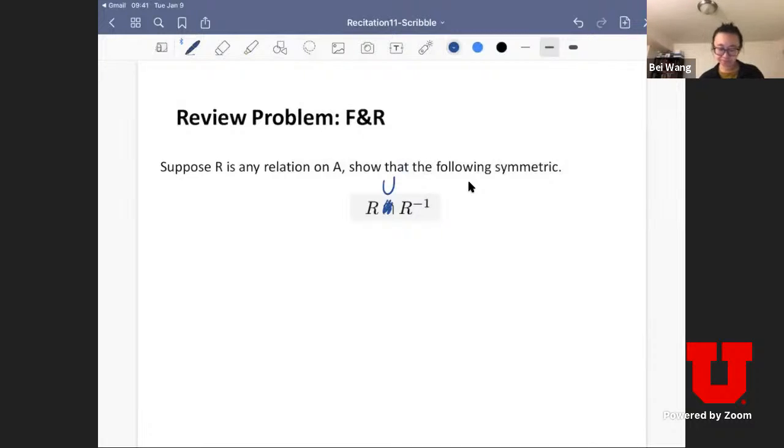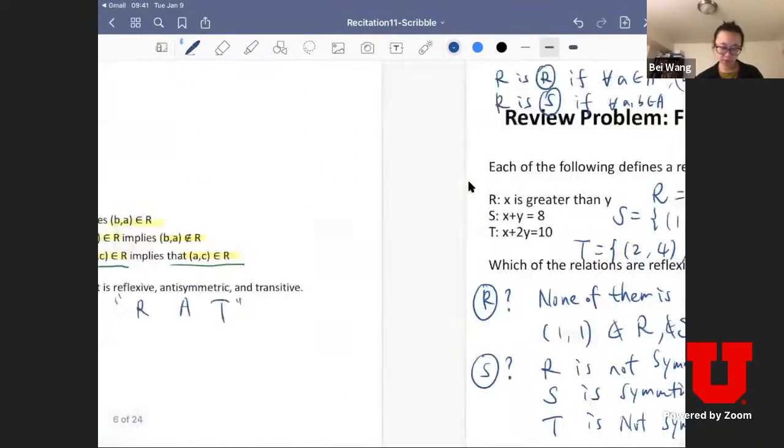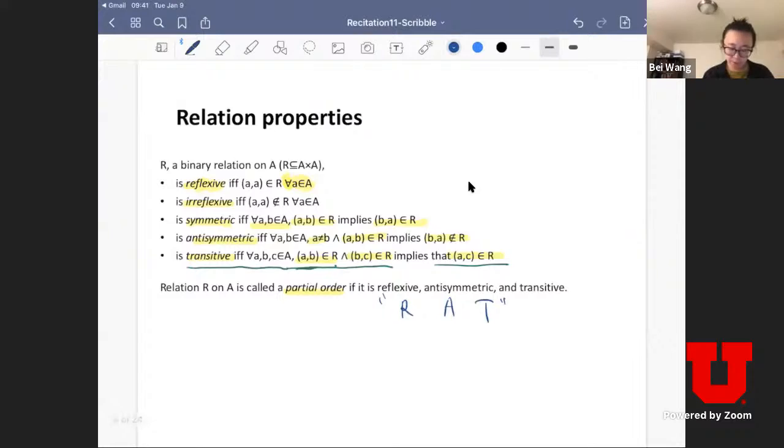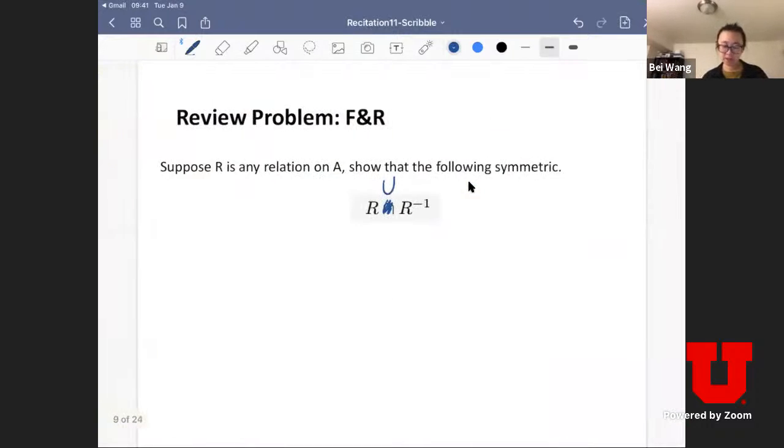All right. How do you prove something is symmetric? Let's go back to the definition of symmetric relations. So something is symmetric if, for two elements, AB is in R implies BA is in R. That's what we want to show, okay? But here it's a union. So our goal is to show this relation is symmetric.